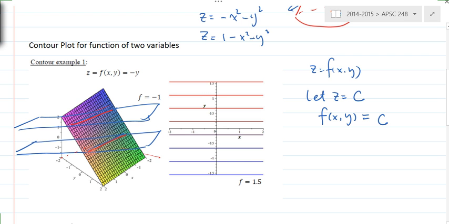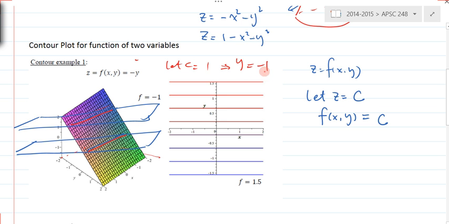In this particular case, when you cut with z equal to c, it's like a horizontal cutter. You cut everything using this horizontal plane z equal to c, and depending on what the surface is, you end up with a certain curve. In this case, you end up with a straight line. Why is it a straight line? Because if you let c equal 1, we end up with negative y equal to 1, or y equal to negative 1.